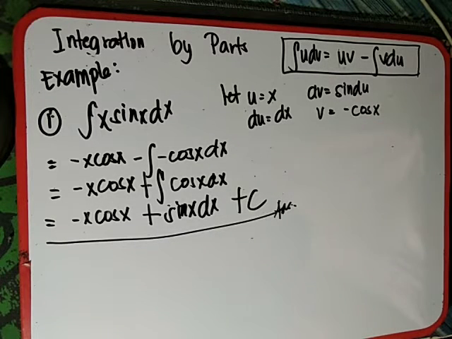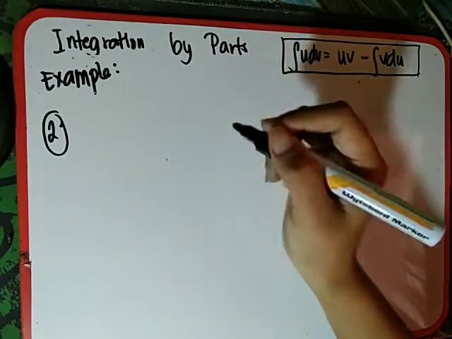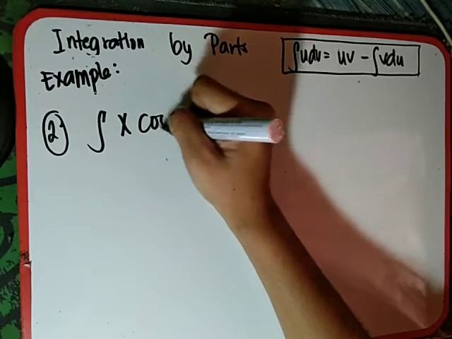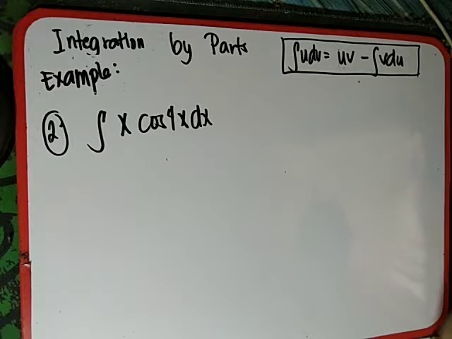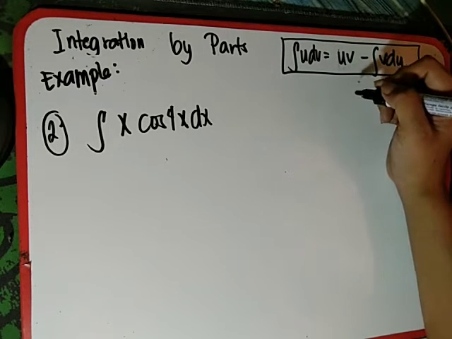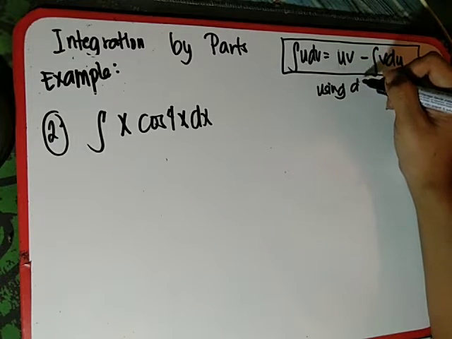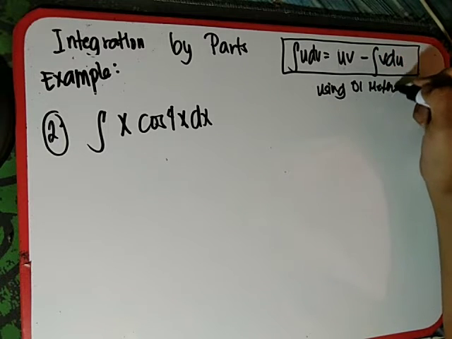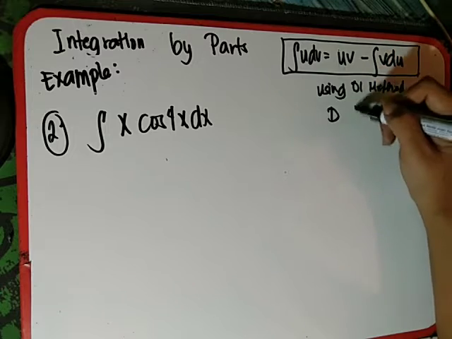So next is our example number 2. Example number 2 is the integral of x cosine 4x dx. In this case, we will use the DI method, or the differential integral method.